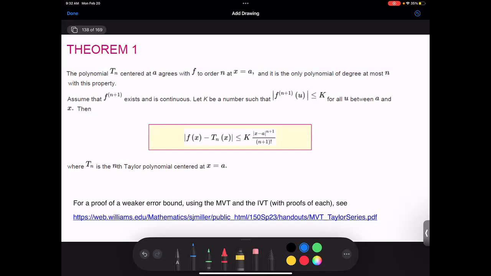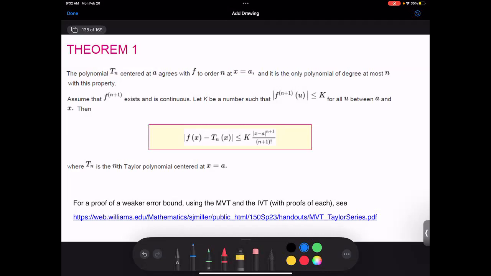Well, what about this value k? It turns out that this value k is related to the largest value of the n plus first derivative of f. So if we assume the function has n plus 1 derivatives, and we assume that the n plus first derivative is bounded, we can actually bound the difference between these.